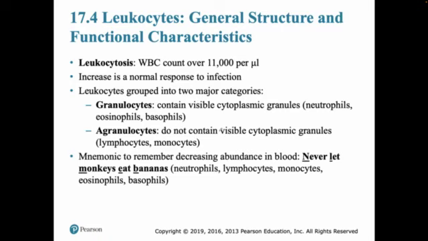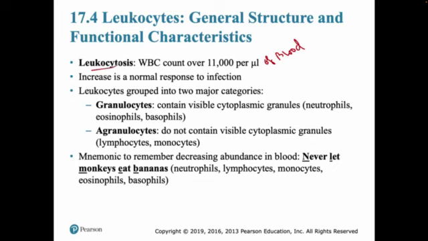Like I said, the number of leukocytes in our blood is critically important. If we have some infection, then it is very normal for the WBC number to increase. Why is it normal? Because WBCs fight against infection. But if it goes above 11,000 per microliter of blood, then that's slightly problematic, and that is called leukocytosis.